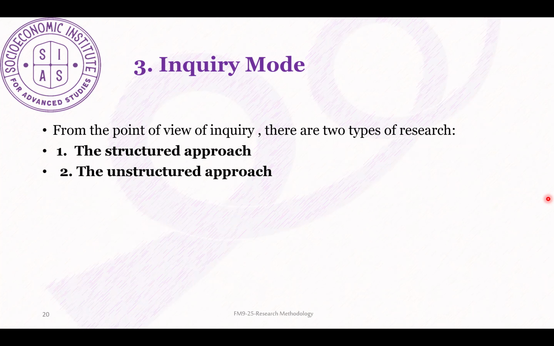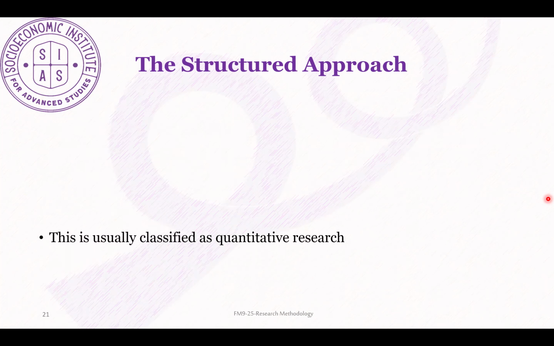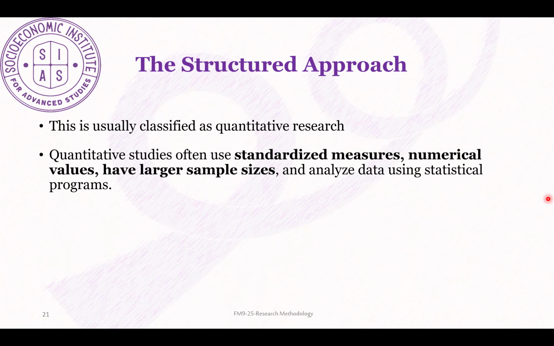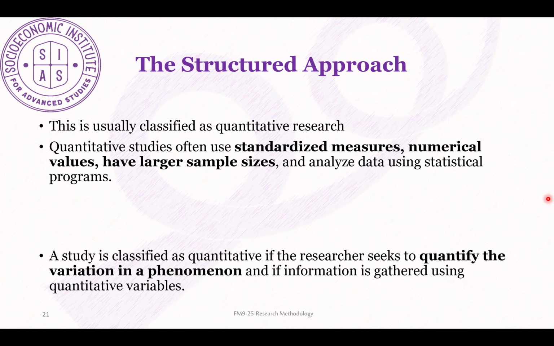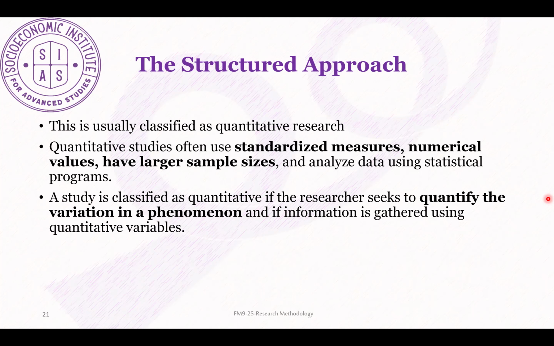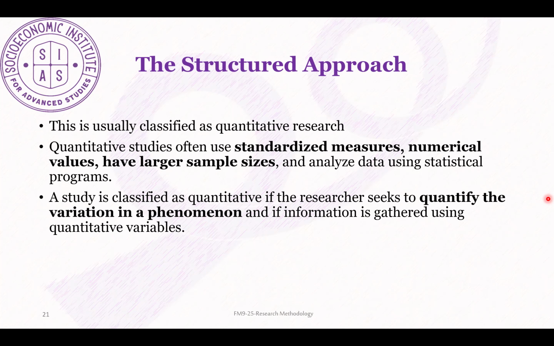Now, we also have the inquiry mode. In this inquiry mode, we have two types of research: the structured approach or the unstructured approach. The structured approach is classified as quantitative research. Quantitative research usually uses standardized measures, numerical indicators or values, large sample sizes, and analyzes data using statistical programs. A study is classified as quantitative if the researcher seeks to quantify the variation in a phenomenon, or if the information is gathered using quantitative variables.